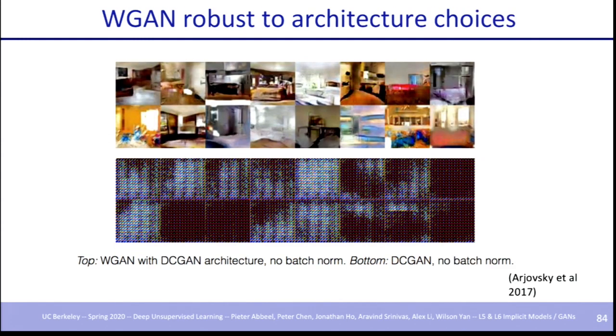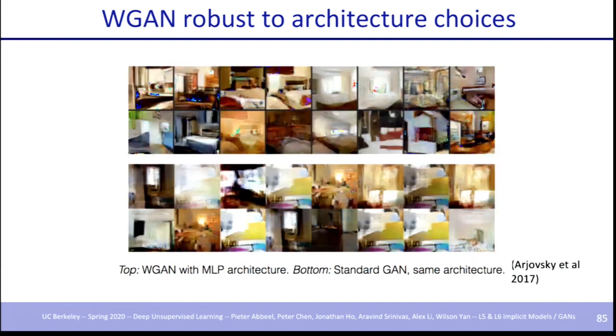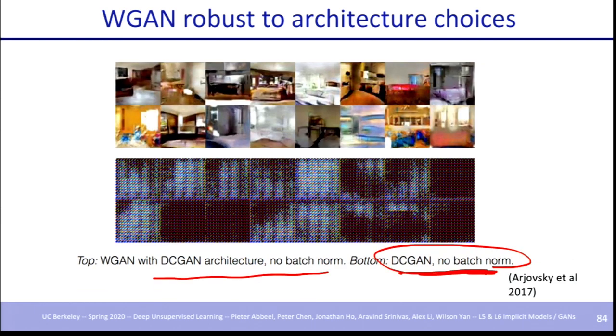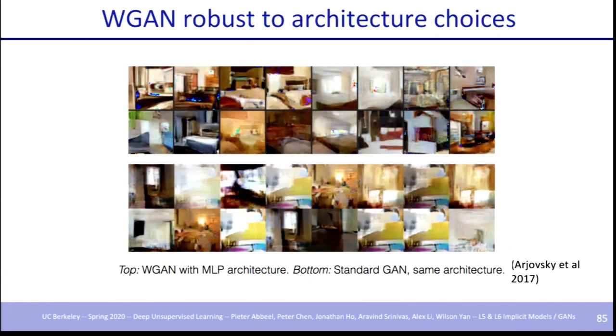But not just that, they showed that WGAN is somewhat robust to the architecture choices compared to a DCGAN. You saw that DCGAN involved a lot of hacks, and I really stressed that DCGAN wouldn't really work without batch norm, and you can see what happens. Whereas a WGAN seems to be pretty decent, and it could still work without batch norm. And they also showed that WGAN can work with MLPs better than a normal GAN with the same architecture.